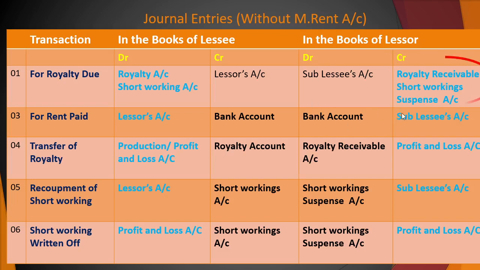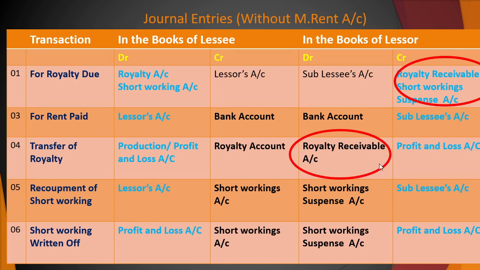So royalty receivable account, the first transaction is for royalty due. Royalty receivable account, so short working suspense account here, credited, and sub-lessee's account debited. And another royalty receivable account is here for transfer of royalty. Royalty receivable account debit to profit and loss account.